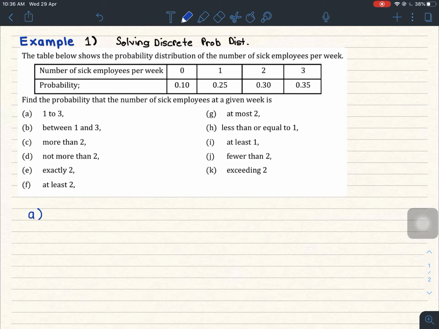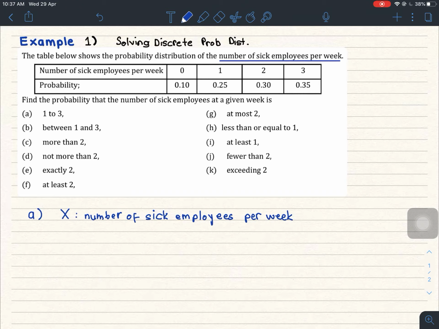You can name your random variable any unknown. As I would do, I would name it as X. So, the random variable here is the number of sick employees per week. So, write it down: number of sick employees per week.